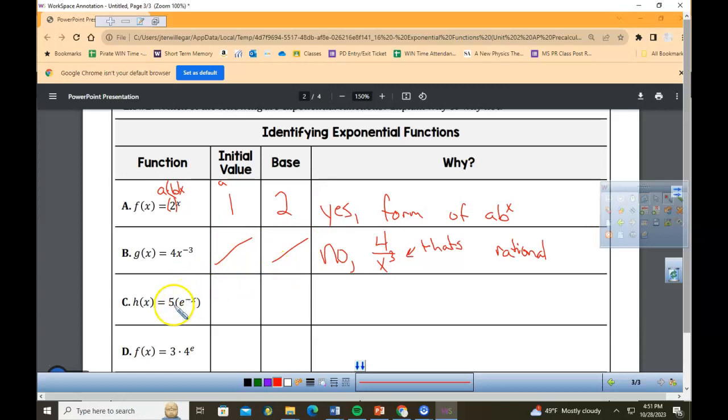All right, let's look at this one. 5 times e to the negative x. X is in my exponent. Can I have a negative exponent? I can. So that's a yes. My initial value on this one, my a, would be 5. My base is e. E is a number in your calculator. You can check it out. So yes, this is y equals a times b to the x, right? My b is e, a is 5. That works. That's just flipped, right? The negative x means your graph goes the opposite way.